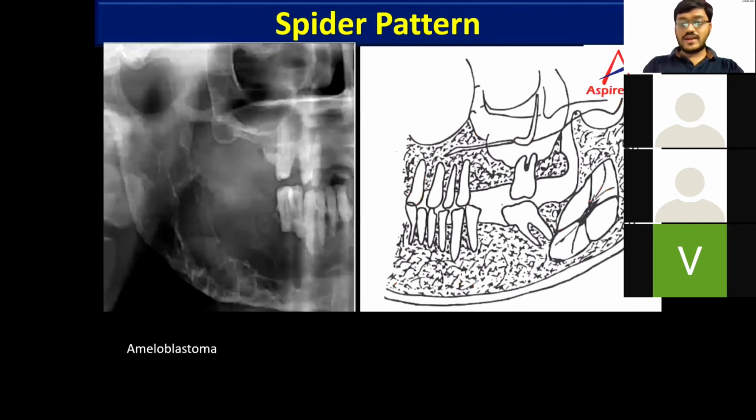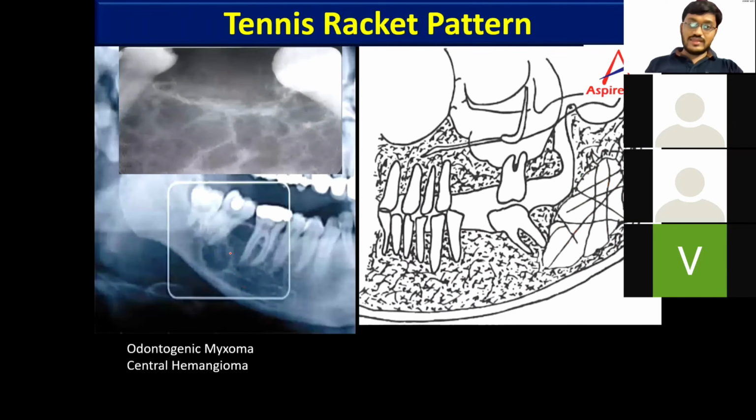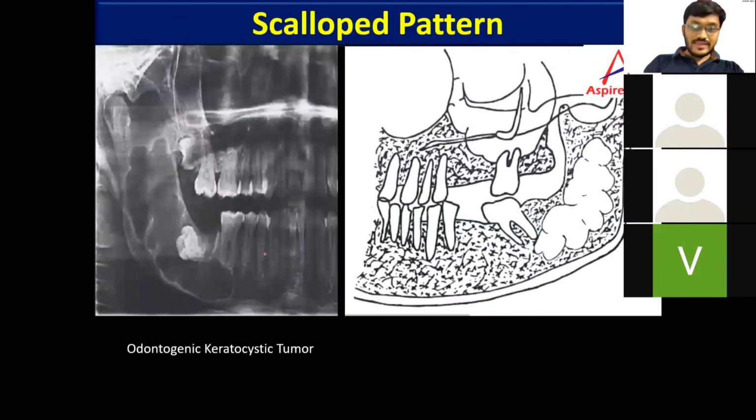Then we also have spider pattern, which is exclusively seen in the ameloblastoma. As you can see, these multiple septae are like a spider. Okay. And then we have tennis racket appearance, which is seen mostly in the myxoma or sometimes in the central hemangioma, where the septae are at 90 degrees, as you can see here also. And then there is scallop pattern.